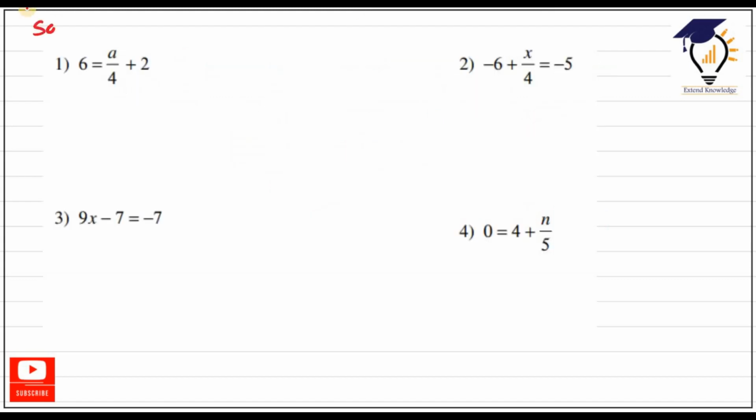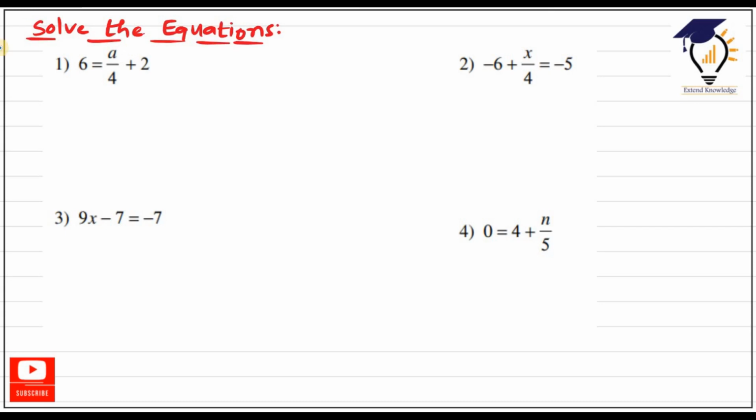I brought some questions here. So solve the equations. So 4 problems are there. Let's see one by one quickly. The first one, 6 is equal to a over 4 plus 2.